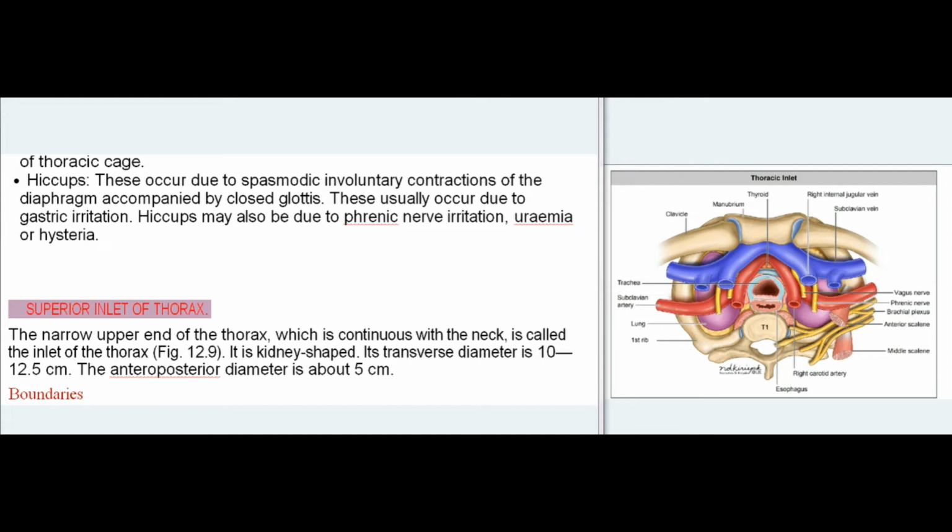Superior inlet of thorax. The narrow upper end of the thorax, which is continuous with the neck, is called the inlet of the thorax, Fig 12.9. It is kidney-shaped. Its transverse diameter is 10-12.5 cm. The anteroposterior diameter is about 5 cm.